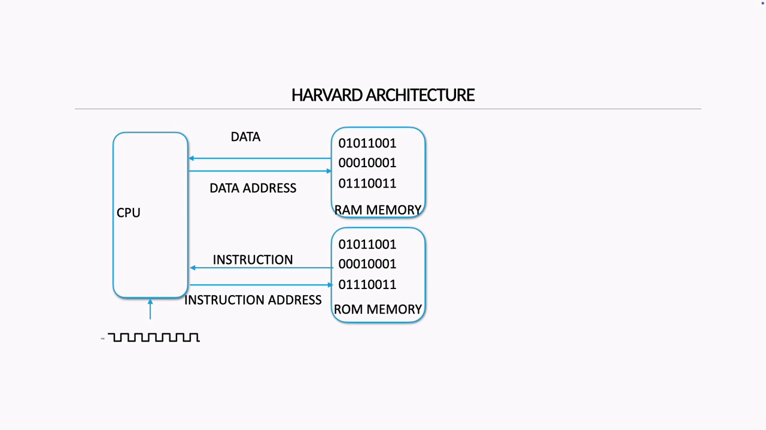However, the use of separate memory spaces for instructions and data in Harvard architecture adds to the complexity of the processor design and can increase the cost of manufacturing.